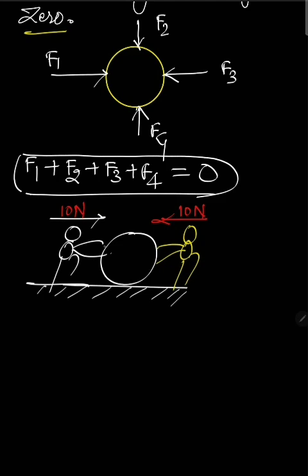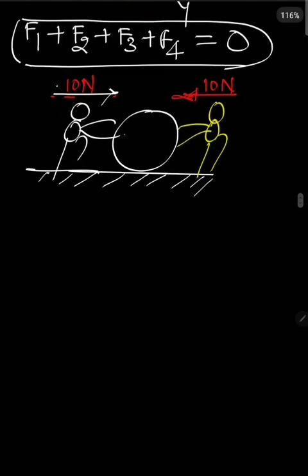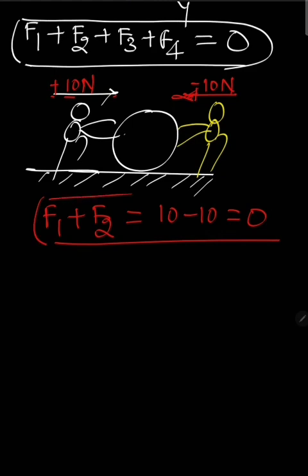So as we have seen, on this side the magnitude of force is 10 Newton, and on the other side also the magnitude of force is 10 Newton. So here two equal and opposite forces are acting on it. Suppose I take this force as positive and this one as negative, then if we add them, F1 plus F2, 10 minus 10, it will come 0. So that's why we can say that this body is in equilibrium.